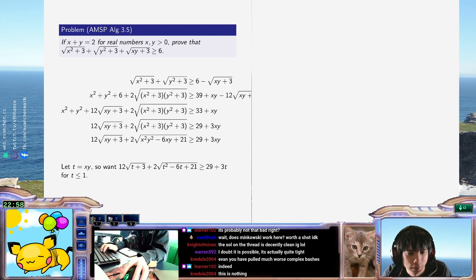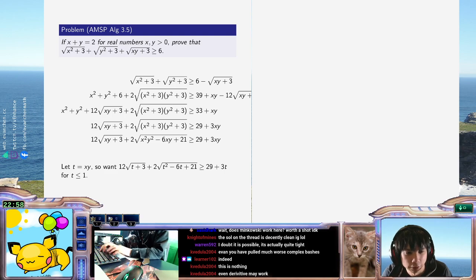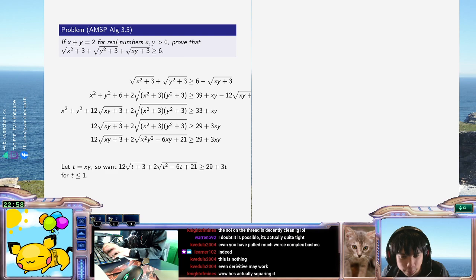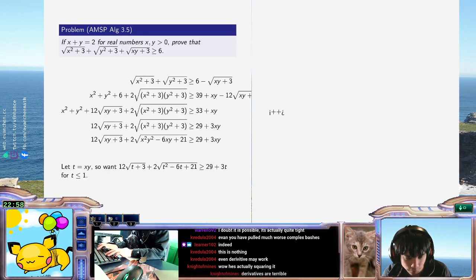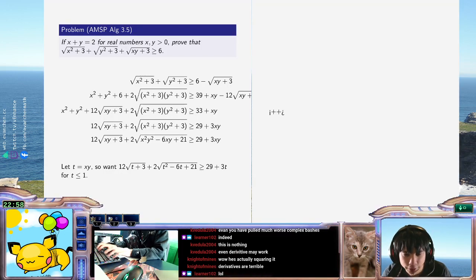I got 144 t plus 3 plus 4 t squared minus 6t plus 21 plus 24 times the square root of t squared minus 60 plus 21 t plus 3. Derivative might work. I had the same thought, and I think that's even worse than squaring. So 9t squared plus 87 times 2 is 174t. And then 29 squared is 841.